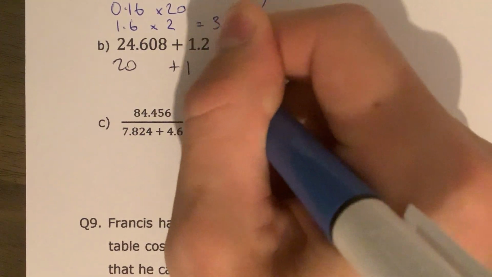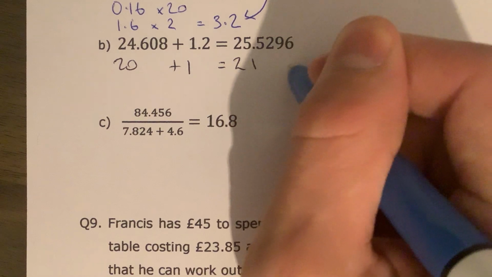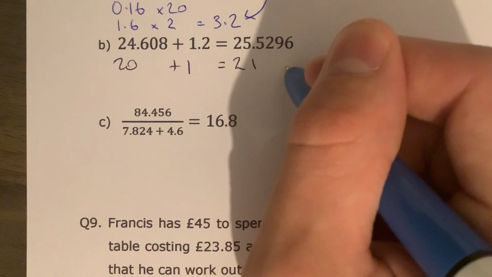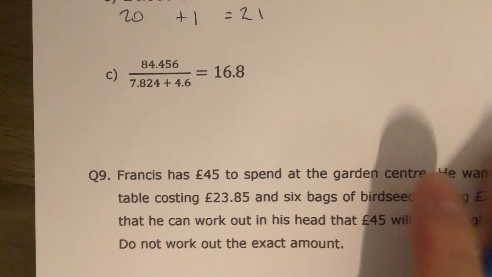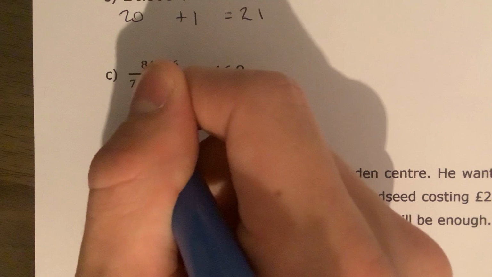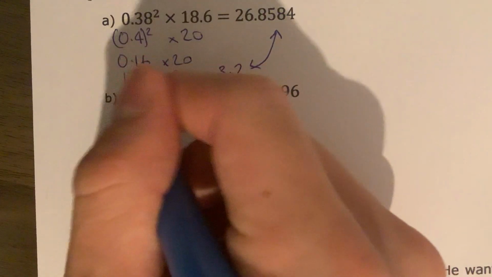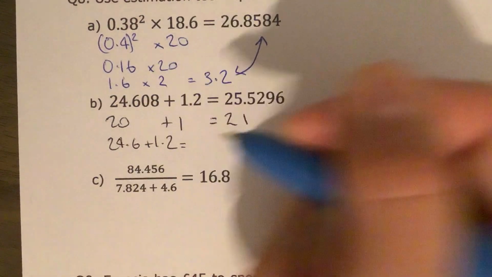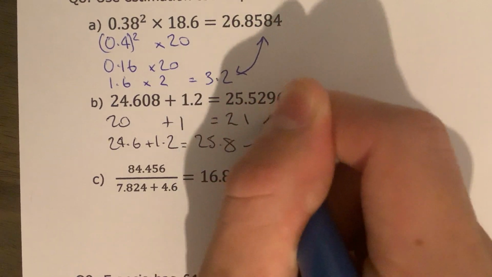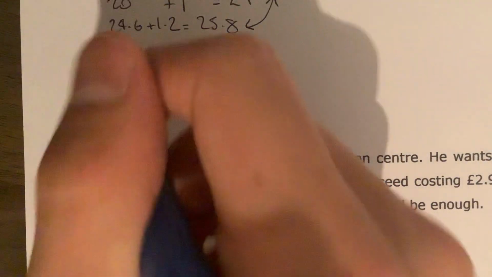Okay, 20 plus 1 equals 21. So that's not correct. Or actually, even if we looked at that one in more detail, we could round it to one decimal place, for example, 24.6 plus 1.2 would get me 25.8. So it has to be more than the answer. So either of those, you've just shown some estimation.